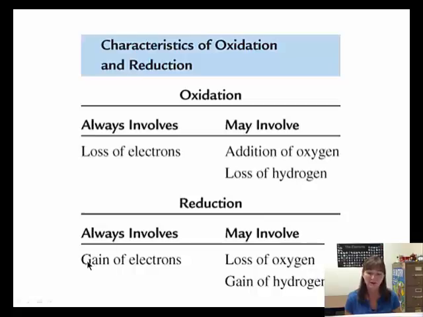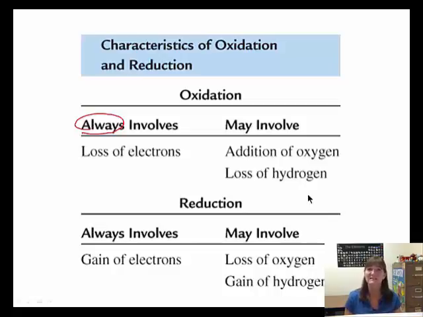Reduction is always the gain of electrons, and sometimes you're going to notice that by a loss of oxygen or a gain of hydrogen. Now that's hard for some students to see, the oxygen and hydrogen. They might say, well, why is that not always the case? Like over here, loss of electrons, it's an always word. Oxidation is always the loss of electrons. This, looking at the oxygen and hydrogen, is just a quick way of seeing it. It is true that there is still transfer of electrons happening.